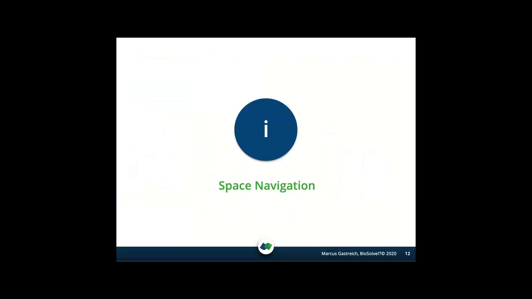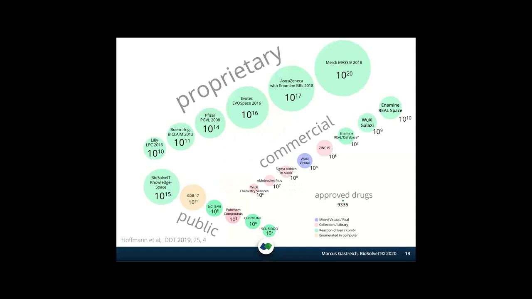So ready to go, what does it mean? Space navigation, how does this work? So I reuse the figure that we had before with the planets in its original form as it appeared in DDT last year, and I have colored this differently. So what you see here is where are the chemical reaction-driven spaces, and where are the collections, and where are enumerated compounds that have been generated by certain algorithms.